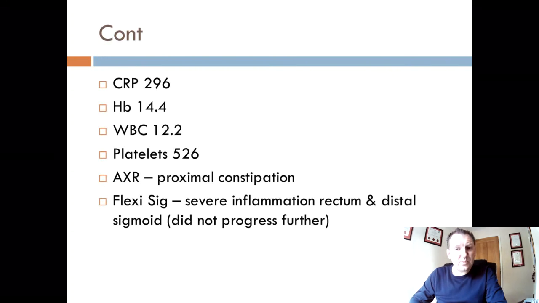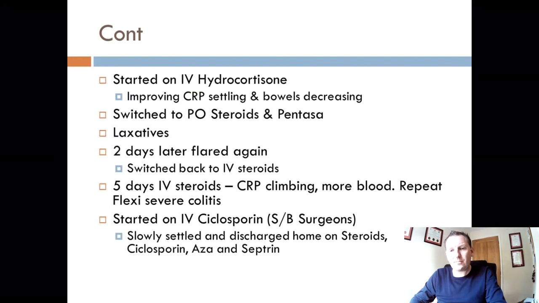On flexible sigmoidoscopy, there was very severe inflammation in the rectum and the distal sigmoid, and the endoscopist doing this therefore didn't progress any further due to the risk of causing a perforation. He was started on intravenous hydrocortisone, and his CRP was improving and his bowels were decreasing. In Leicester now, we would also give a prophylactic metronidazole whilst we're waiting for the stool cultures to come back, and because of the fact that we've had a few cases of entamoeba mimicking ulcerative colitis recently.